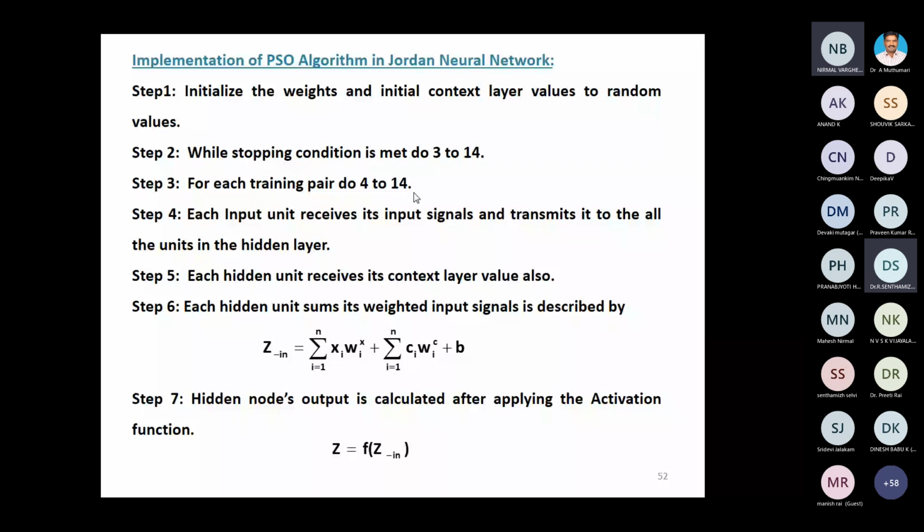So the implementation part is the crucial part of an intelligent navigation system. Not only an intelligent navigation system, any intelligent system. If you ask of any network, of any architecture, of any algorithm, how you are going to implement it correctly, that is the very, very key part of your research work. Right. Now, implementation of the PSO algorithm in Jordan network. How am I going to implement? Now, initialize the weights and initial context layer values to random values. That means the weights of all the layers, from input to hidden, then context to hidden, then hidden to output, in a random way.